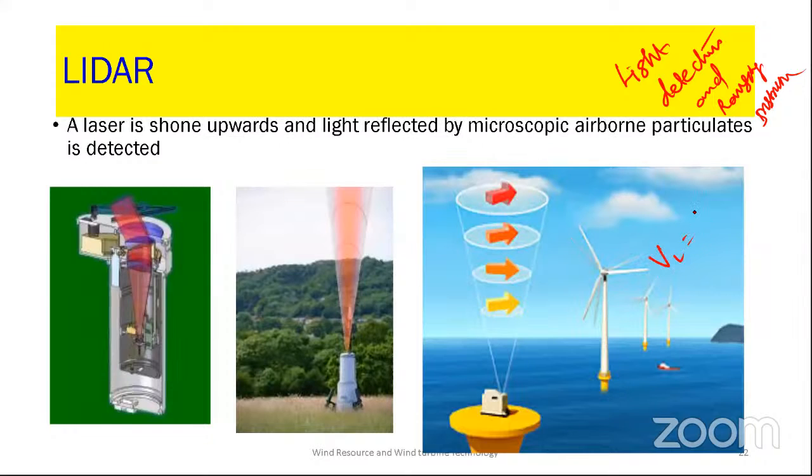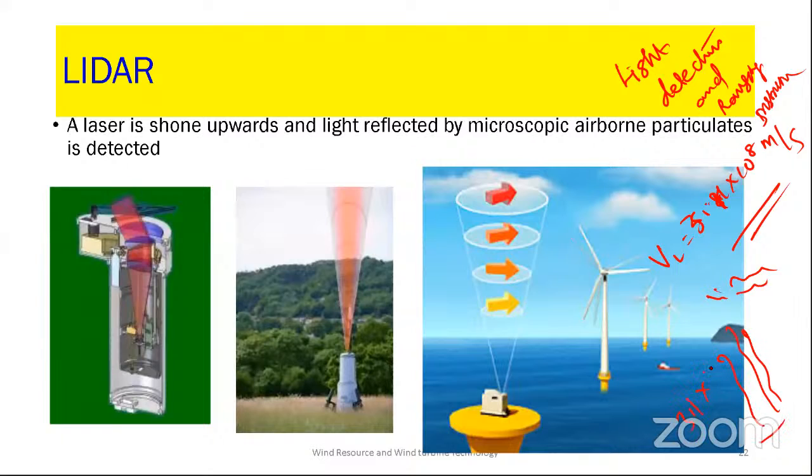The speed of light is 3 into 10 to the power 8 meters per second. This is the speed of light. So we always use this example: thunder and lightning happen at the same time only. Which one reaches there first? The lightning, because the speed of light is 3 into 10 to the power 8 meters per second. The sound travels only 340 meters per second. That's why there is a difference: because of the speed, the light travels first and the sound travels second.